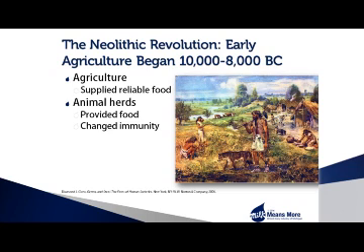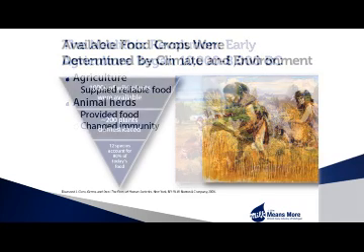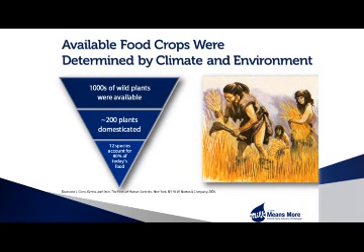People started domesticating animals to provide labor and food. They used every part for meat: hide, horns, bones, and milk. Starvation risk declined. Further, proximity to animals helped change human immunity against infectious diseases. Local climate and environment determined what plants were available for domestication. Of thousands of wild plants available, only about 200 were domesticated, and of these, only 12 species accounted for 80% of today's world food supply.